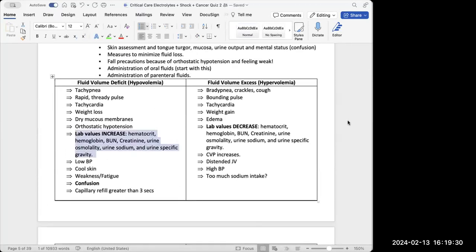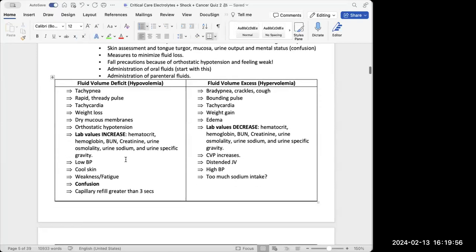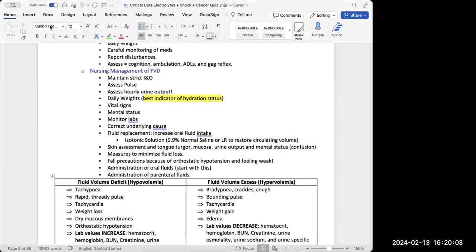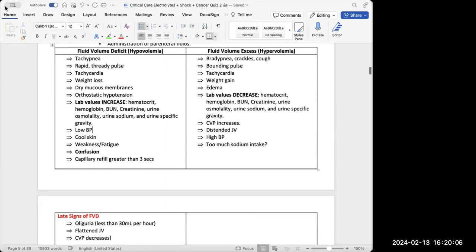And something else that I wanted to point out is that the lab values in fluid volume deficit increase. So we see hematocrit increasing, hemoglobin increasing, BUN increasing, and urine specific gravity increasing as a result of not really peeing. So whatever they pee out is going to be really concentrated. So if these are the symptoms for fluid volume deficit, how would we manage them? What are some things that you would think of to help manage the patient based on these symptoms? Give him IV fluids like isotonic. What else?